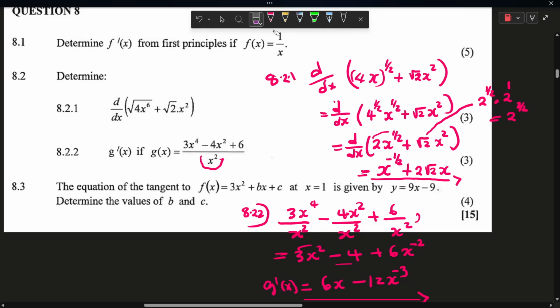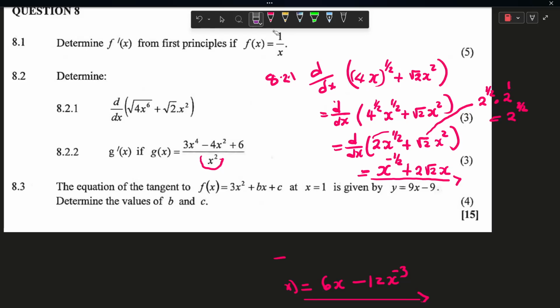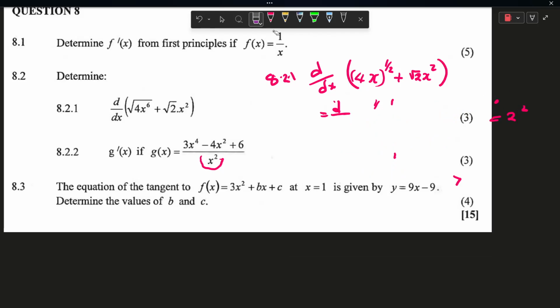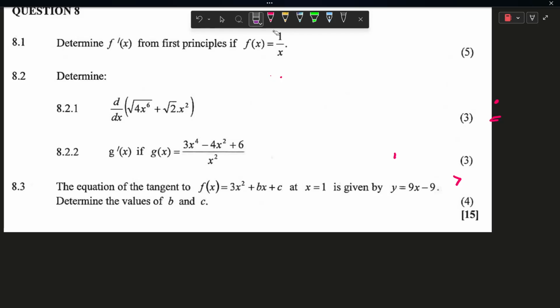Now, let's go to the next question. The next question is talking about 8.3. What is it that we need to do at 8.3? Okay, I love this question. The equation of the tangent to f of x equals 3x squared plus bx plus c at x equals 1 is given by that. Determine the values of b and c.